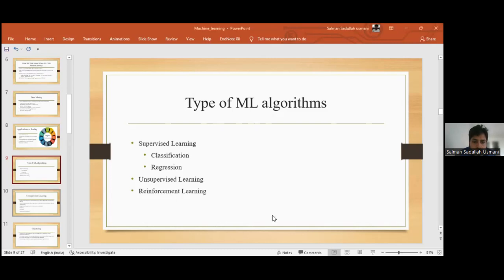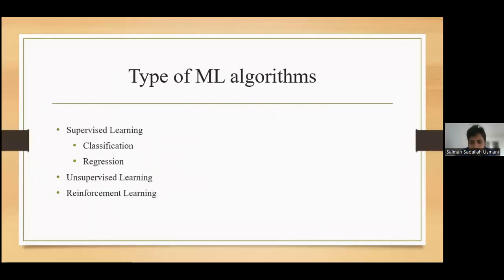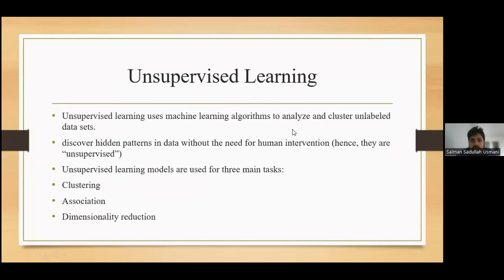Now coming to the first one, which is unsupervised learning. The classical definition is that it uses machine learning algorithms, which is obvious, to analyze and cluster unlabeled data sets. That means there is no human intervention. The data is not labeled, so it will automatically cluster it. So that means it is unsupervised. The ultimate aim is to discover some hidden pattern from the data, but there is no need for human intervention. You don't know exactly the pattern of the data. You don't label the data.